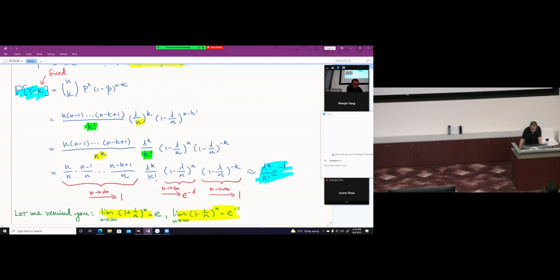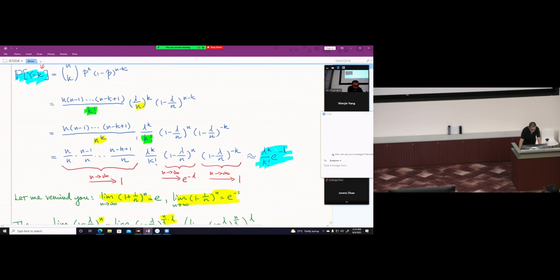And then for the last term, we just expand it into the product of two terms. The first one is 1 minus lambda over n to the power of n. The other one is 1 minus lambda over n to the power of minus k. So now we have this expression.